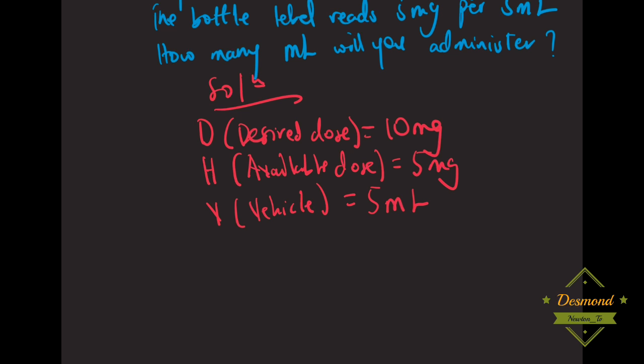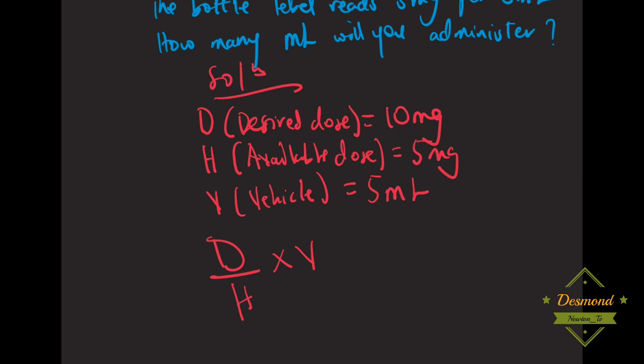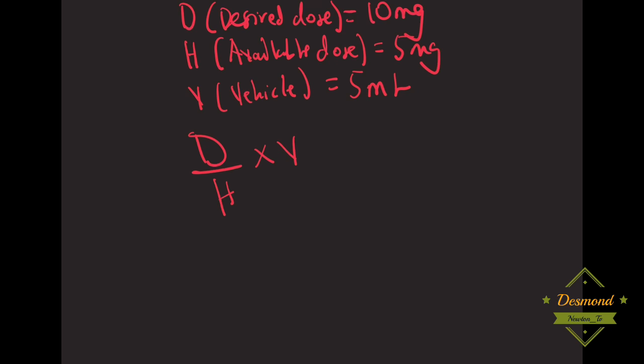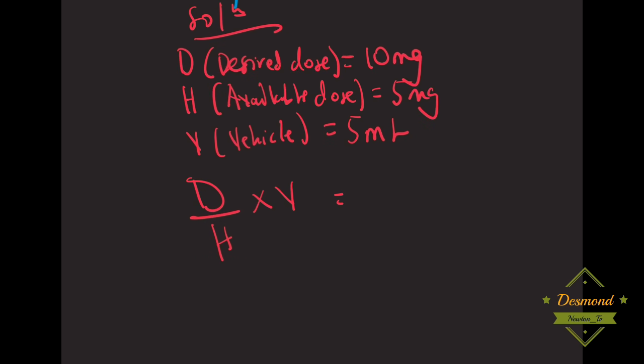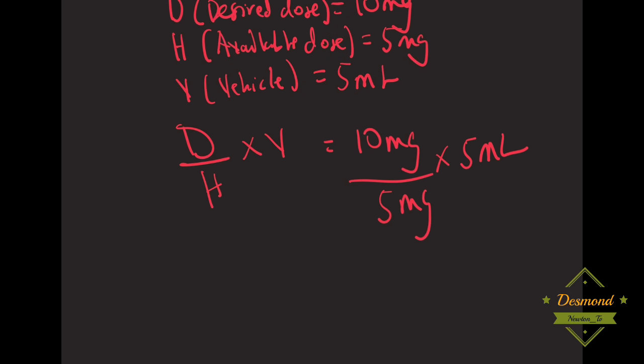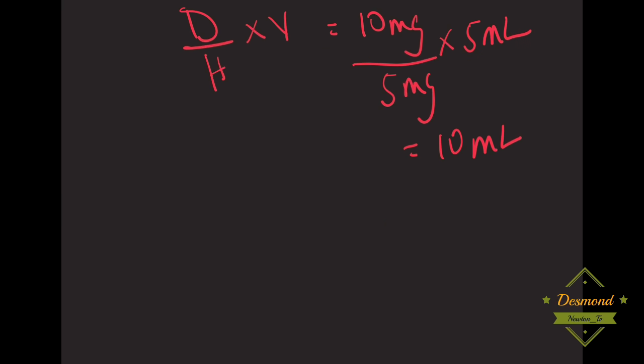Now step 2 is to use the formula. What is the formula? The desired dose, D, on H, the available dose, times the vehicle. When we input the values, we get 10 milligram divided by the available dose, which is 5 milligram, times the 5 ml, which is our vehicle. When you input this in your calculator, you're going to get 10 ml. So this is what we are going to administer to the patient, in ml. This is the final answer.